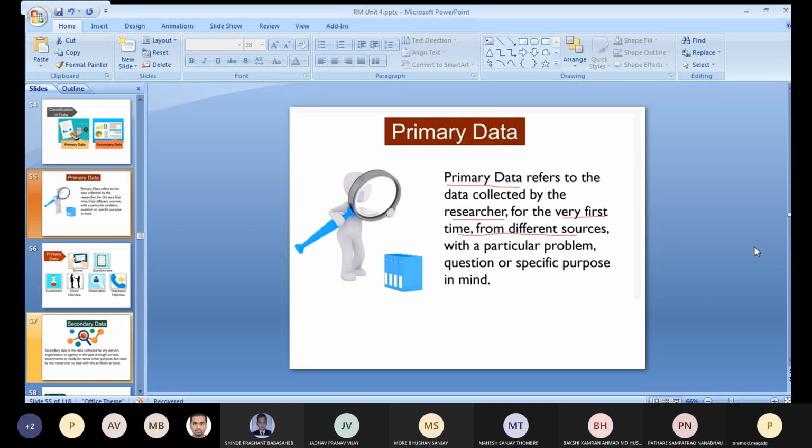Primary data. Have you completed this? Yes, sir. Okay.